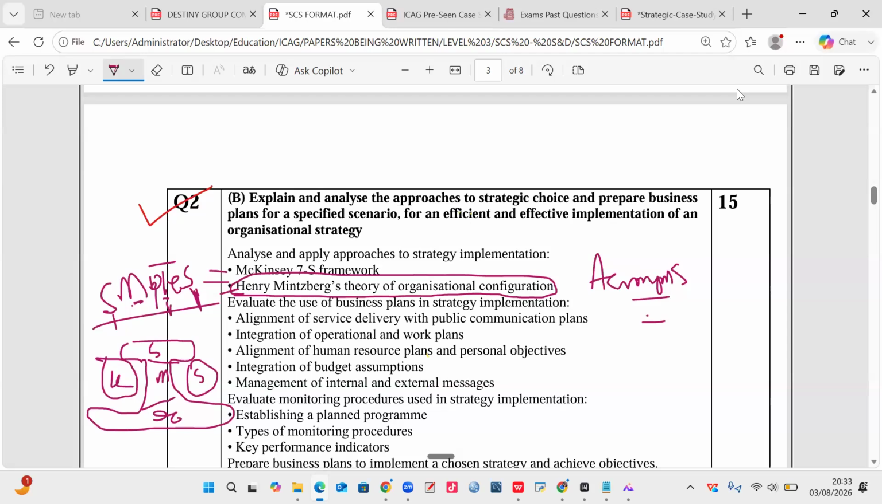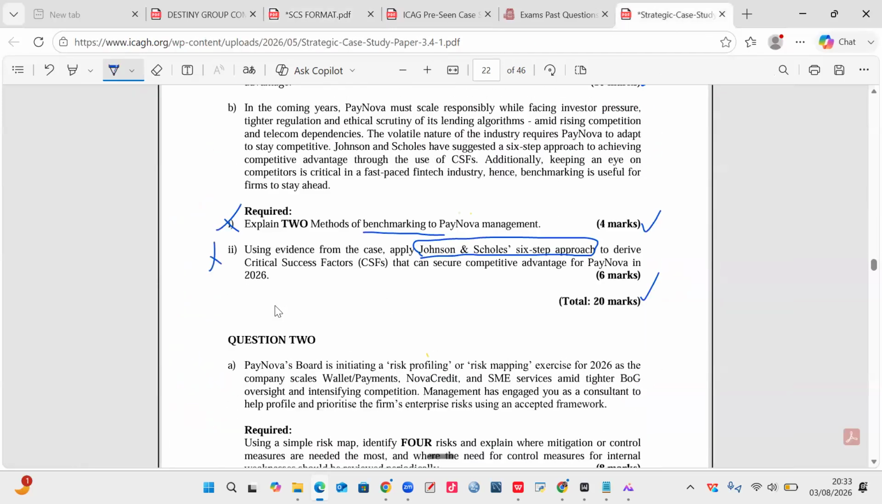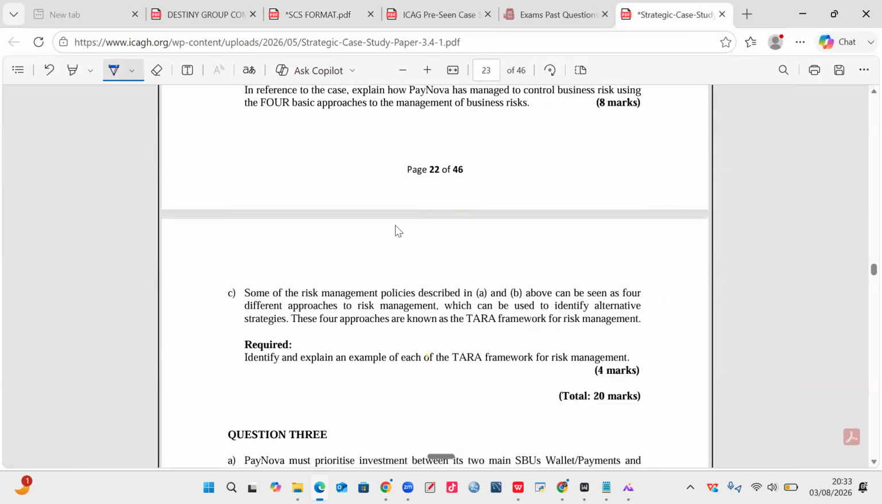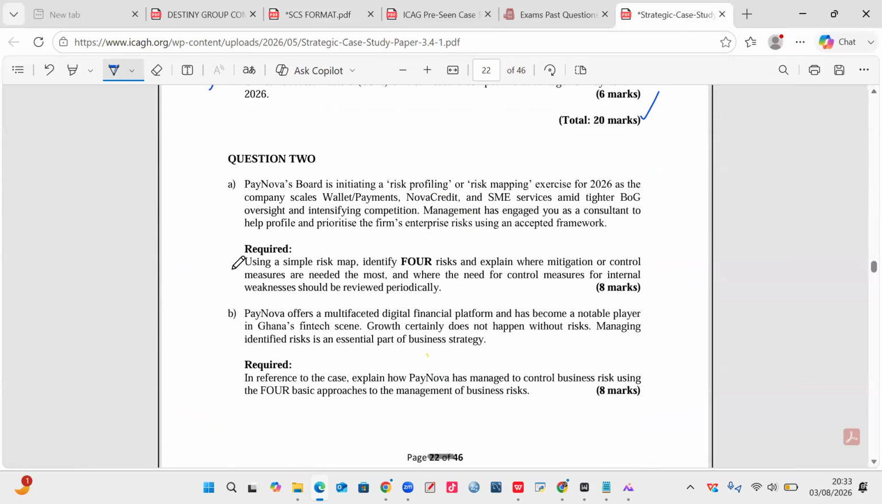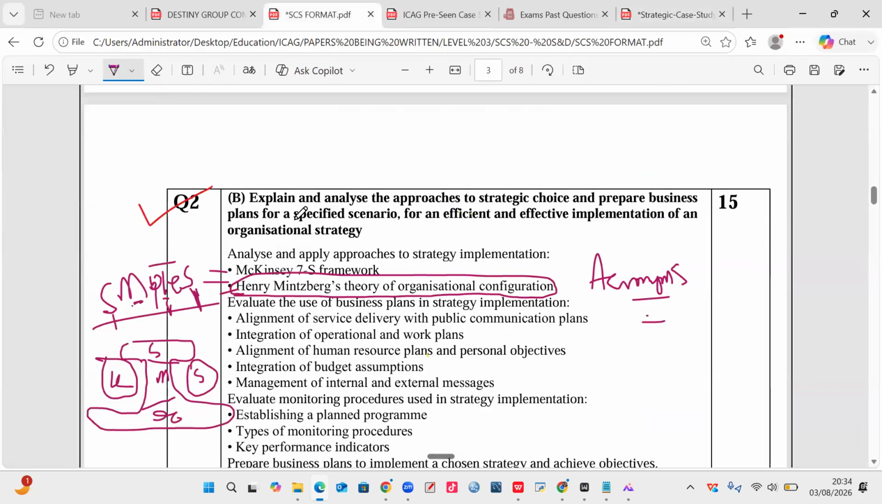So let's see what we have here. Now we are going to question 2. This is question 2, for March. So what question did they ask? Question 2A: Using a simple risk map, identify 4 risks and explain 3 mitigation and control measures that are needed. Okay, so this is risk mapping, 8 marks. Remember, question 2 should be 15 marks for the first part. So they are taking 8 from the 15, we'll be left with 7. So let's check whether risk mapping is in question 2.